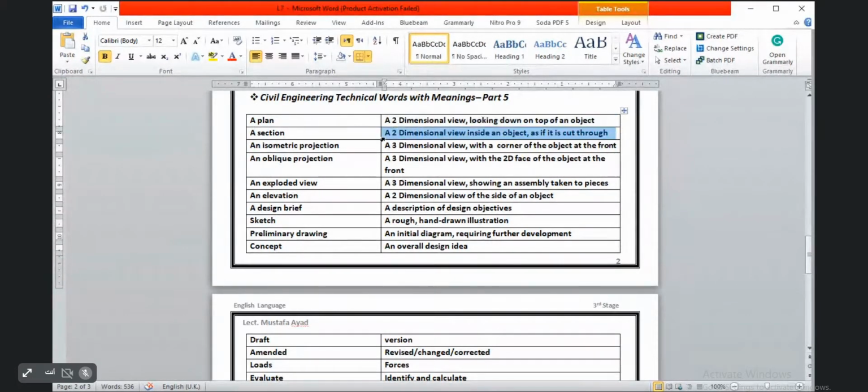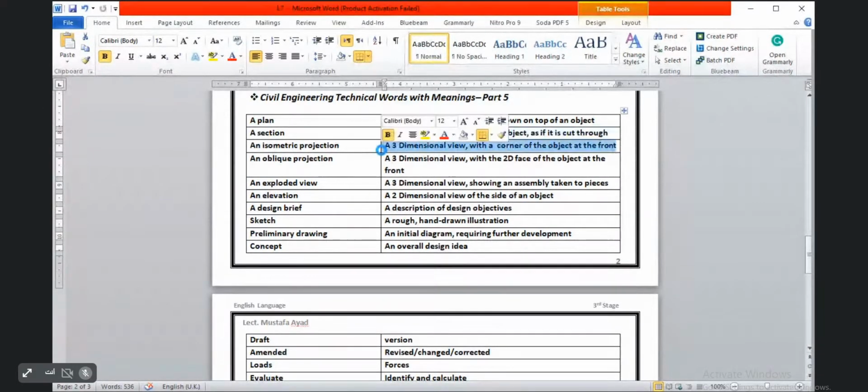Section: a two-dimensional view inside an object as it's cut through. إذا تريد تجيب section مثلا for example longitudinal section مقطع طولي, you cut the thing into two halves. تقسم الشيء اللي بالنص تباوع إلى السايد فيو مال الشيء نسميها إحنا section.